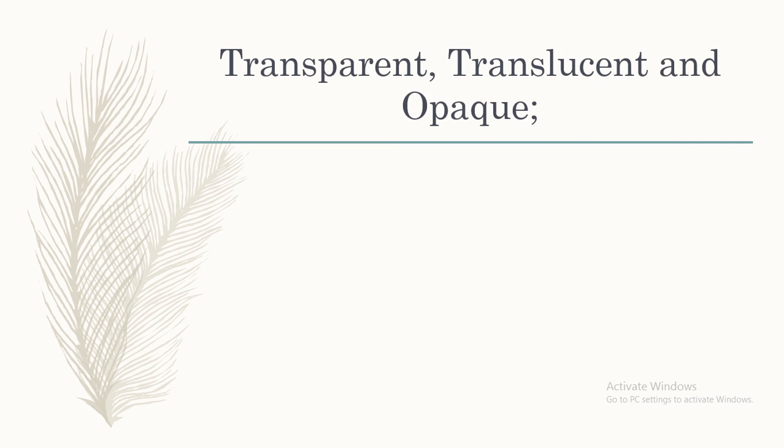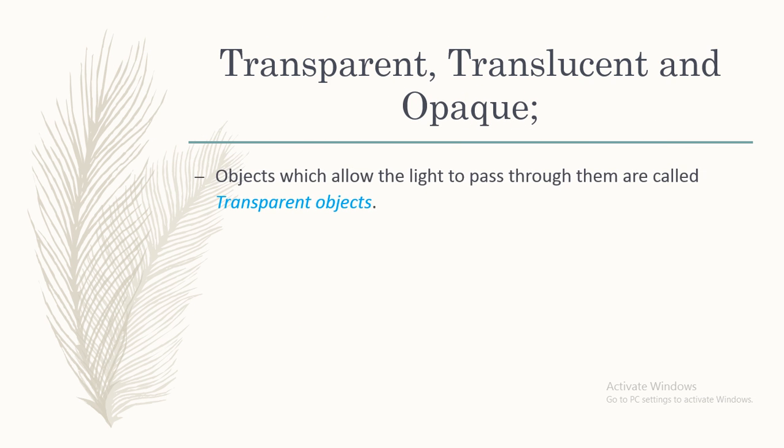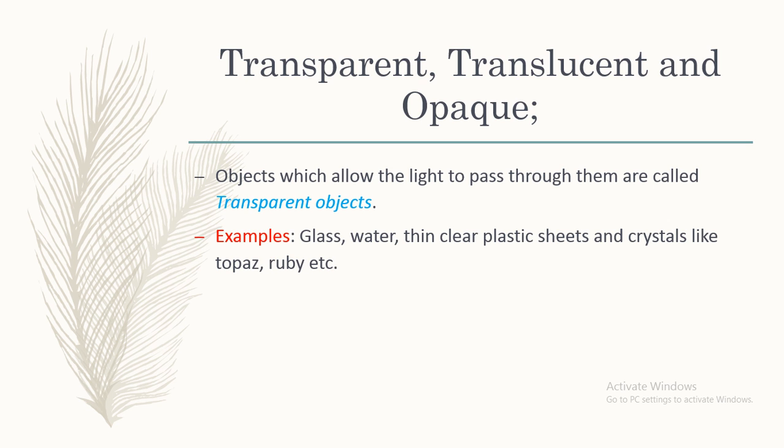Transparent, translucent, and opaque objects. Objects which allow light to pass through them are called transparent objects. One can clearly see through such objects. A transparent object is a clear object. Examples of transparent objects are glass, water, thin clear plastic sheet, and crystals like topaz and ruby, etc.